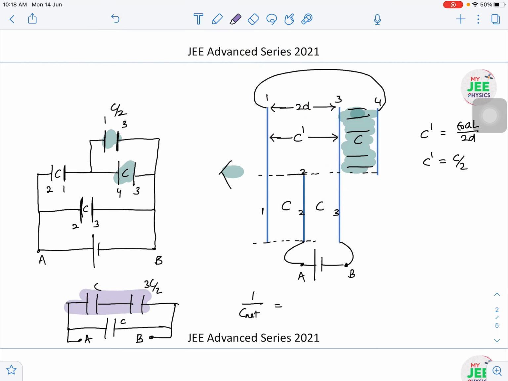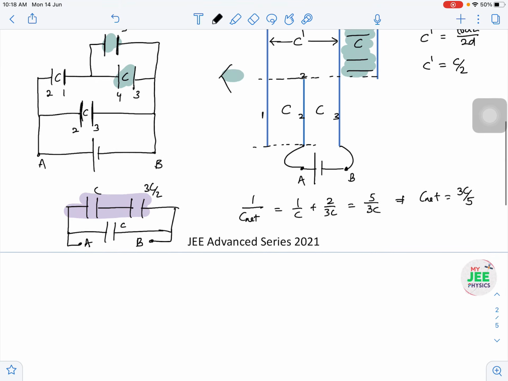So hope you are understanding this net capacitance I'm writing. 1 by C plus 2 by 3C, you will get 5 by 3C. Then the capacitance value is 3C by 5. This is the C net. Then what is the capacitance between A and B? Now this combination and this will be in parallel, right? So I can write C plus C net, which is 3C by 5. Then you will get 8C by 5 as the net capacitance value.